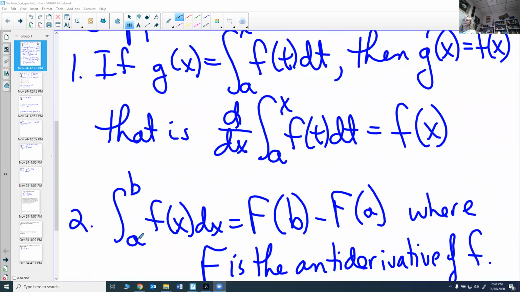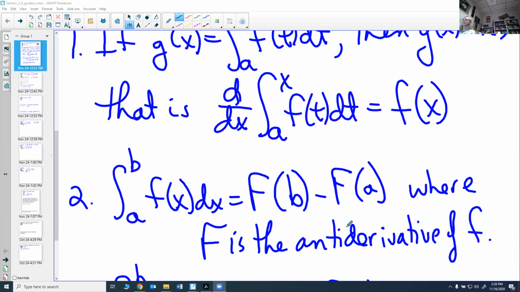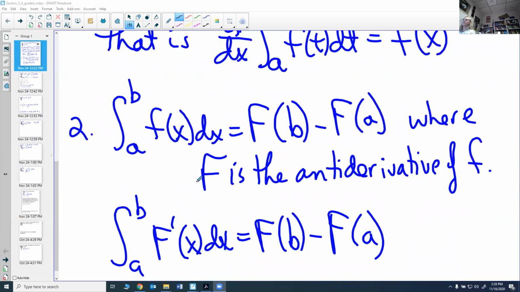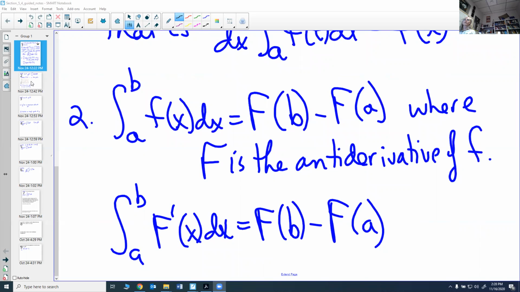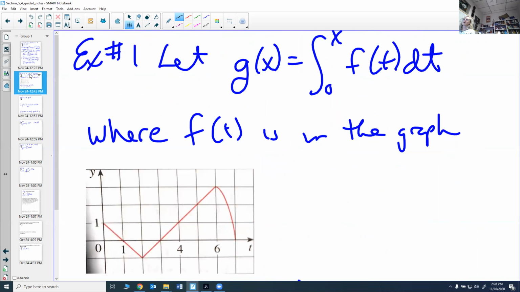The second part says, we've already actually seen, says the integral from a to b of f of x dx is capital F of b minus capital F of a, where capital F is the antiderivative of little f. This is known as the evaluation theorem. So the other way to think of it is the integral from a to b of f prime of x dx is f of b minus f of a. So we're going to work with these, see how they work.